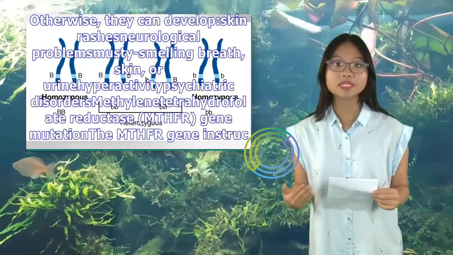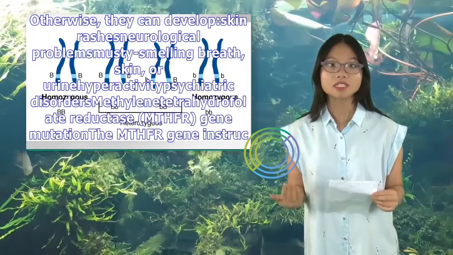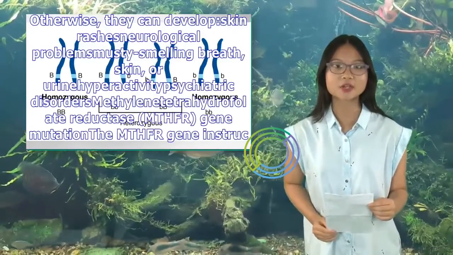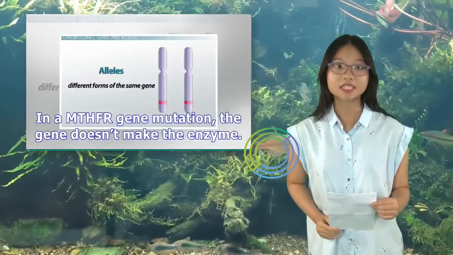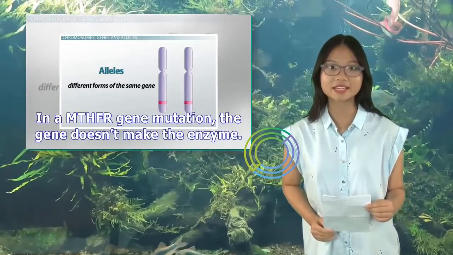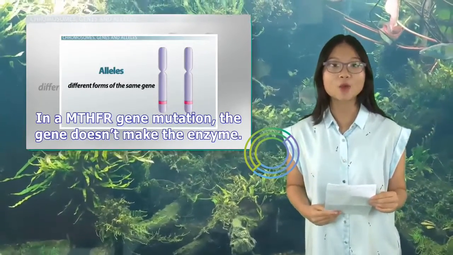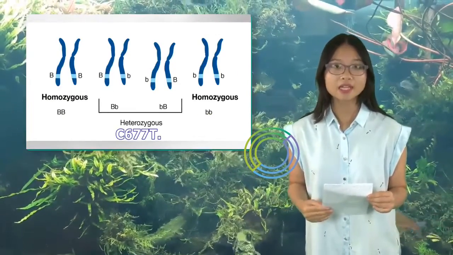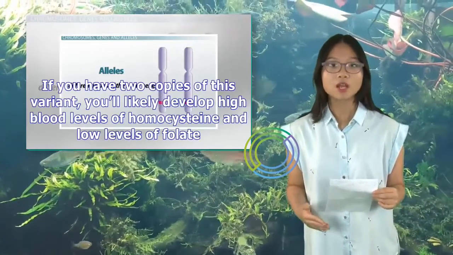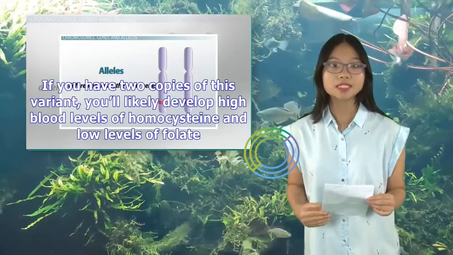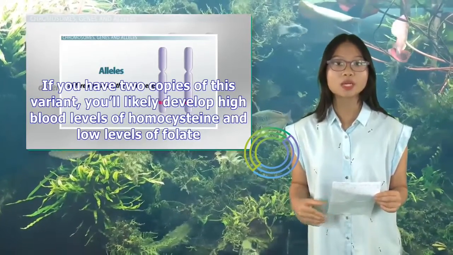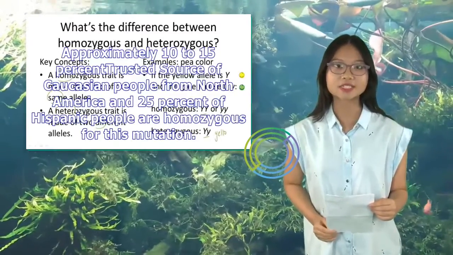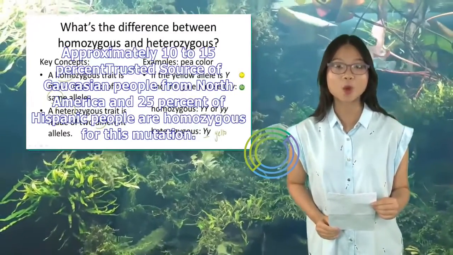Methylene tetrahydrofolate reductase, MTHFR, gene mutation. The MTHFR gene instructs our body to make methylene tetrahydrofolate reductase, an enzyme that breaks down homocysteine. In MTHFR gene mutation, the gene doesn't make the enzyme. Two notable mutations include C677T. If you have two copies of this variant, you'll likely develop high blood levels of homocysteine and low levels of folate. Approximately 10 to 15% of Caucasian people from North America and 25% of Hispanic people are homozygous for this mutation.